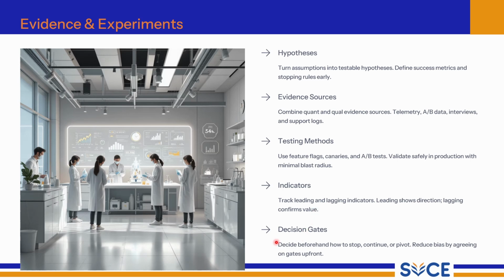And the last one is decision gates. Decide beforehand how to stop, continue or pivot. So reduce bias by agreeing on gates upfront. So decision gates are pre-agreed checkpoints. They remove bias and make it easier to stop or pivot when needed. So decide when to decide.